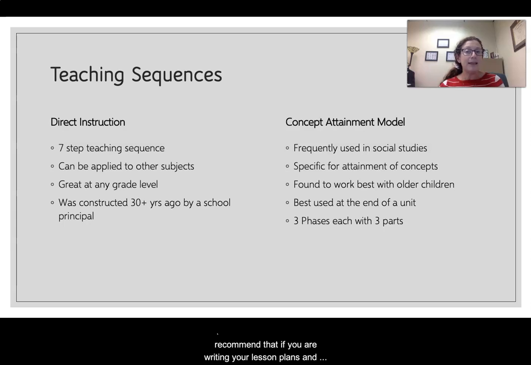So I would recommend that if you are writing your lesson plans and you really like this concept attainment model, that you aim more for like third grade or fourth grade and up to use it. And it's best used at the end of a unit. So it's best used towards those lessons towards the end of the unit where your students have already mastered vocabulary and the very basic knowledge that they would need for concept attainment. And concept attainment is 3 phases, each with 3 parts. So let's get started with discussing each one.